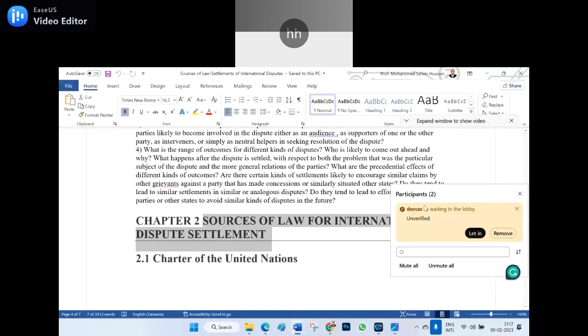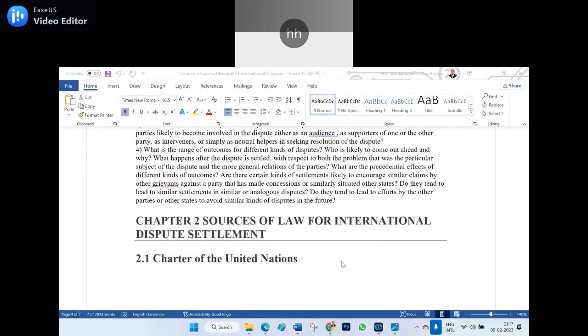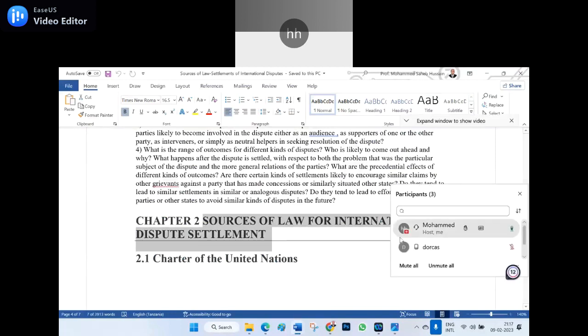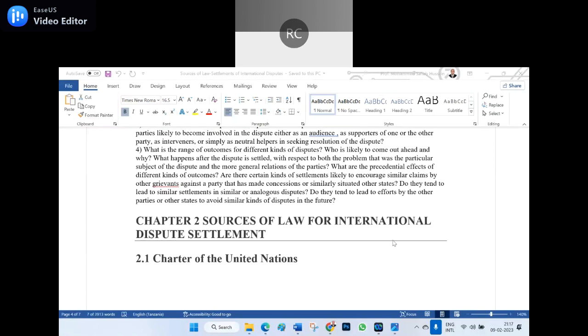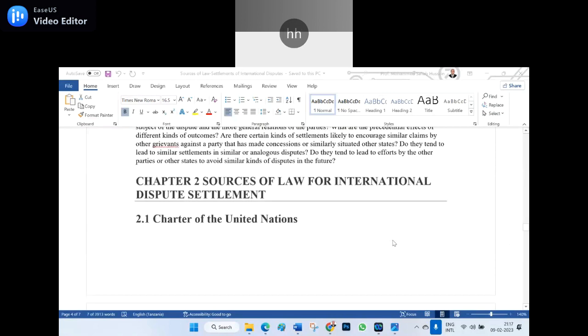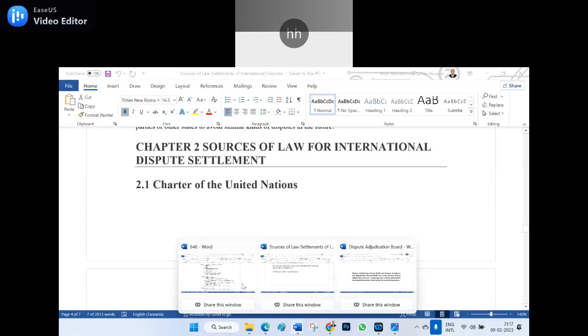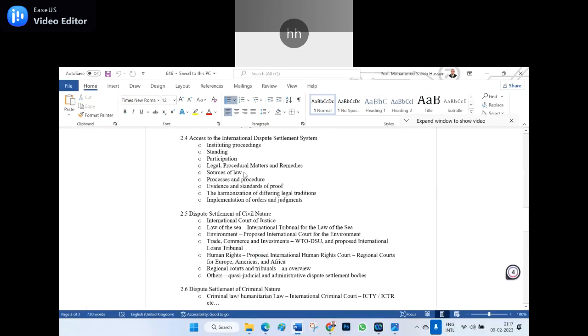Dorcas, Karibu sana. There is a source of law for the international dispute settlement. Anyone can unmute to read the caption, which I highlighted here. Chapter 2: Sources of law for international dispute settlement. Yes, that we'll see, because we have here the source of law. Is it clear? Access to the international dispute legal system, source of law.